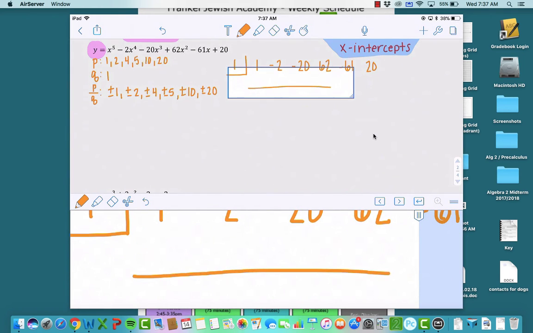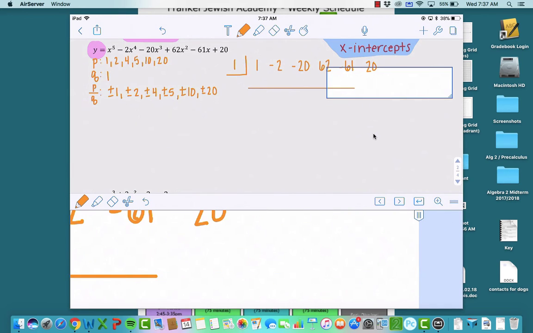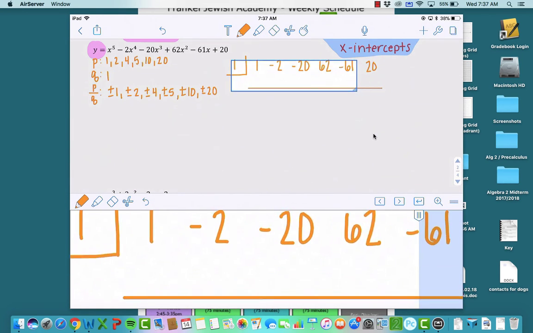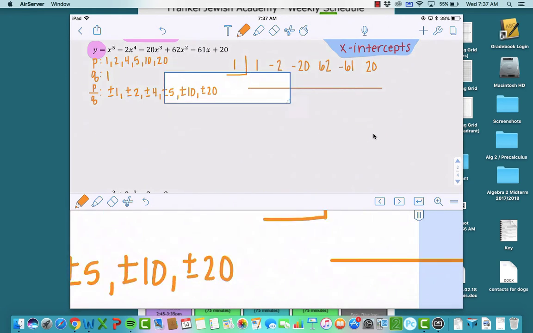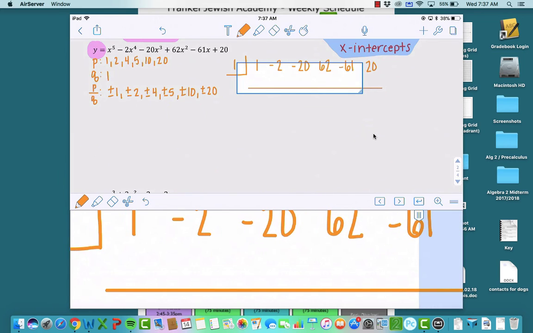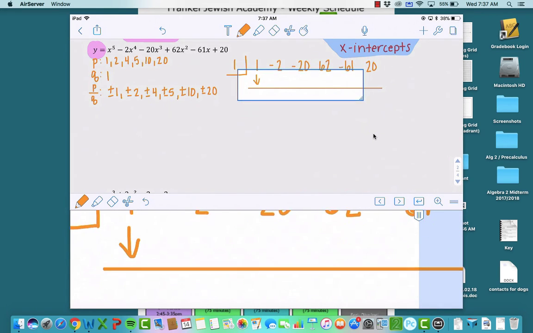I'm going to try to save as much room as possible because this problem is we're going to have to do P over Q a couple times because we're starting with a 5th, and we only stop P over Q once we get to a squared. So we got to do it lots.